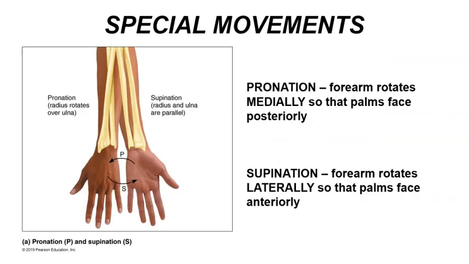The remaining movements that we will discuss are special movements. And the first of these special movements is pronation and supination. These are special rotational movements of the forearm. In anatomical position, the forearm and the hand are in a supinated position, with the palm facing anteriorly. In this position, the radius and the ulna bones are parallel to one another. If the forearm were to be rotated medially from that anatomical position, so that the palm now faces posteriorly, this would be described as a pronation movement.